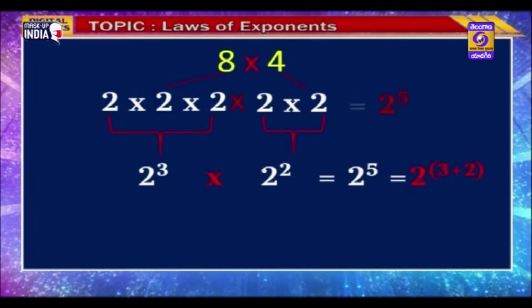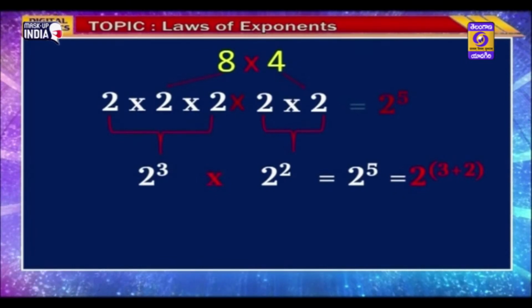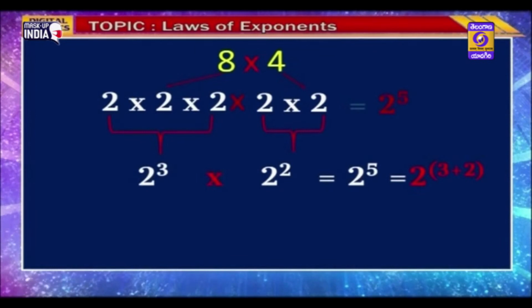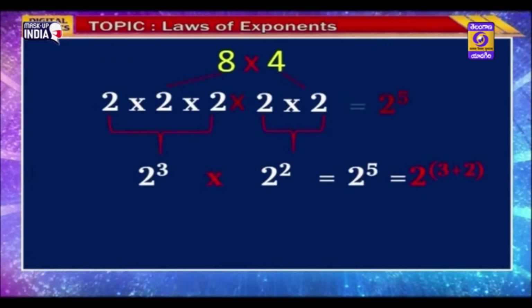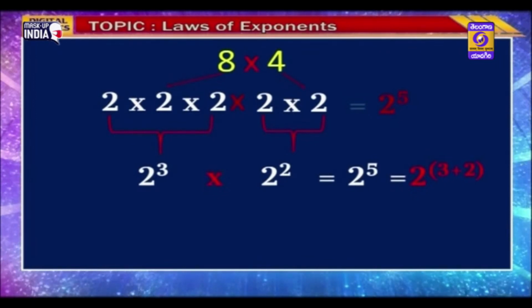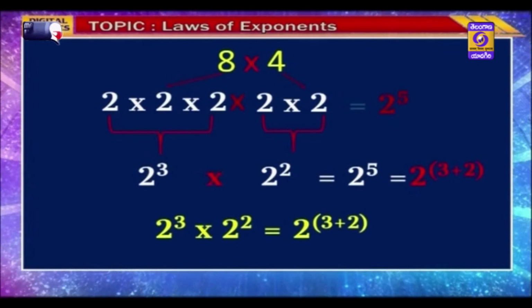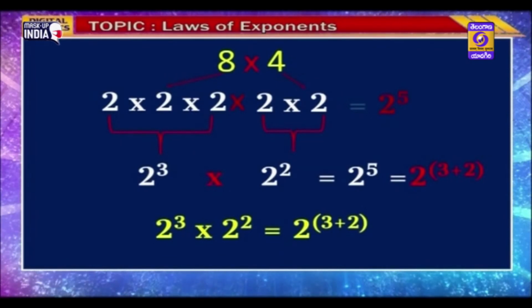So we will make it equal to 2 to the power of 5. How did you get the 5 here? See here. We get this 5 when we add this 3 with 2. So therefore 2 to the power of 3 into 2 to the power of 2 is equal to 2 to the power of 3 plus 2.